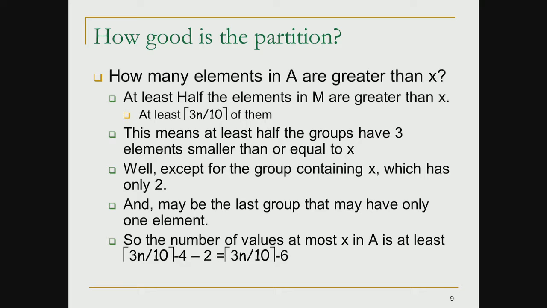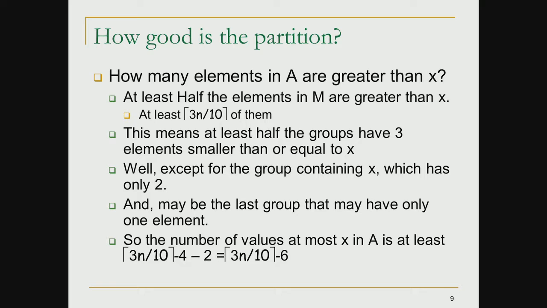Let us also recall that each element in M is a median element in those n by 5 groups, and there are 3 elements which are at least as large as each element of M in the array A. I repeat this: for each element in the array M, there are definitely 3 elements in the array A which are at least as large as that particular element. Therefore, there will be at least 3n by 10 elements which are larger than x in A.